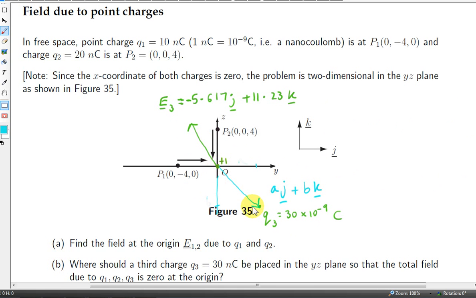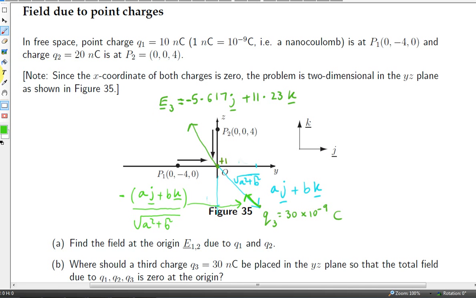Now the electric field at the origin due to Q3 depends on the distance from Q3 to the origin. Well, from Pythagoras that's going to be square root A squared plus B squared. As we saw in previous videos, the electric field at a point is a multiple of a unit vector for the charge responsible for the electric field to the point at which we are getting the electric field. So to get this unit vector, we notice that it's in the same direction as vector E3, but vector E3 is in a direction that's opposite to vector AJ plus BK.